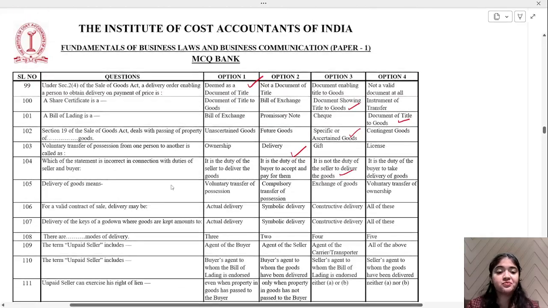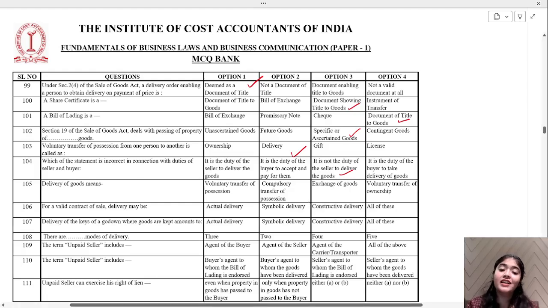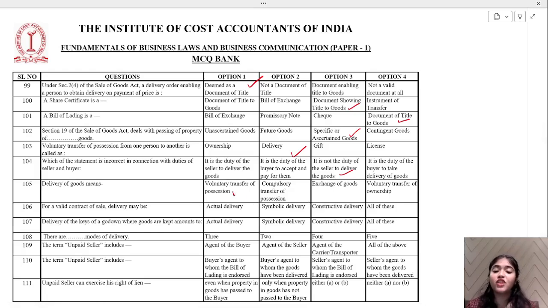Now, delivery of goods means what? Voluntary transfer of possession, compulsory transfer of possession, exchange of goods, or voluntary transfer of ownership. Tell me what it should be. Delivery of goods means voluntary transfer of possession. For a valid contract of sale, delivery may be actual, symbolic, constructive, or all of this. It is all of this. Delivery of keys of the godown where goods are kept amounts to symbolic delivery. Okay, there are dash modes of delivery. How many modes are there? 3 modes: actual, symbolic, constructive.